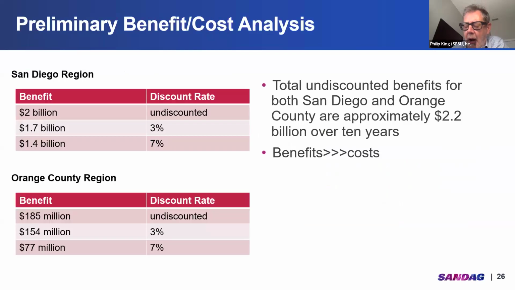Next slide, thank you. These are the preliminary, I emphasize preliminary, benefit cost analyses. They will be developed in more detail in an over 30-page appendix, which I'm sure all of you will read very carefully when it comes out. But the first thing to notice is the numbers are incredibly large.